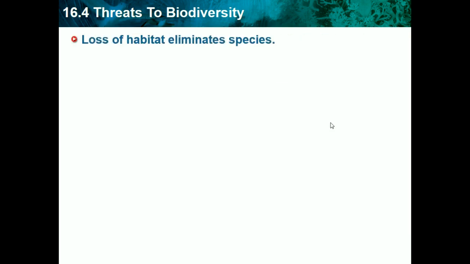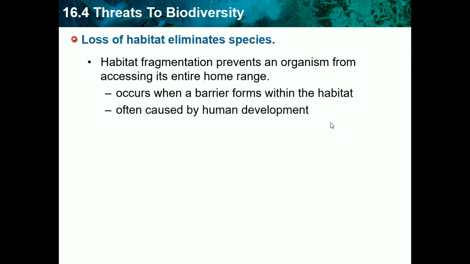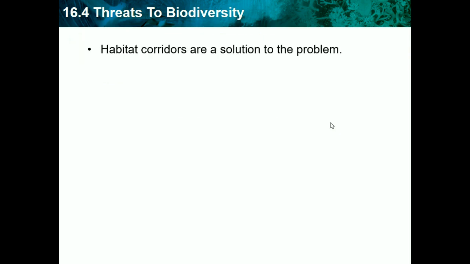So loss of habitat eliminates species. Habitat fragmentation prevents an organism from accessing its entire home range. Usually animals have this big biome that they can travel around in, but humans are basically intersecting these biomes to create structures like highways. It occurs when barriers form within the habitat, often caused by human development.